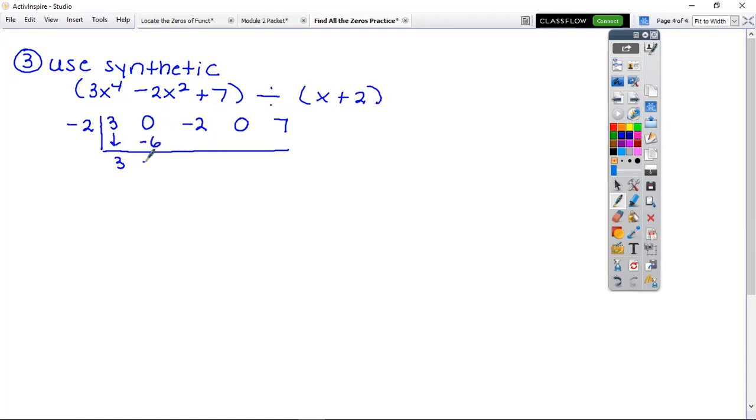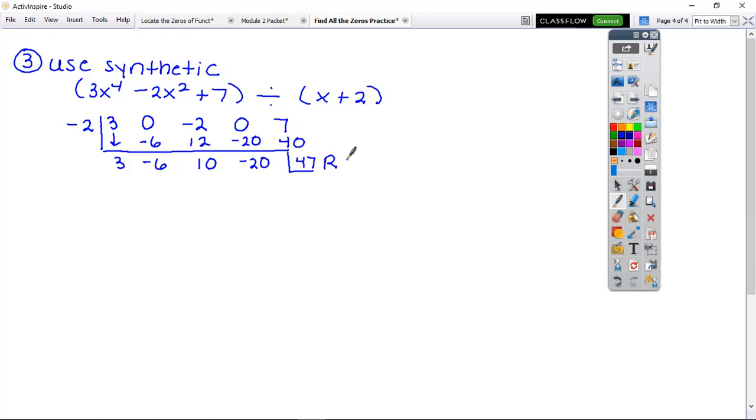Multiply, add, multiply, add, multiply, add, and then 40, and then remainder of 47. You may not leave your answer like this, because it doesn't just ask you for the remainder. So this one, I do expect you to write it out.